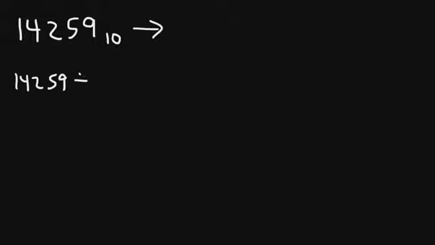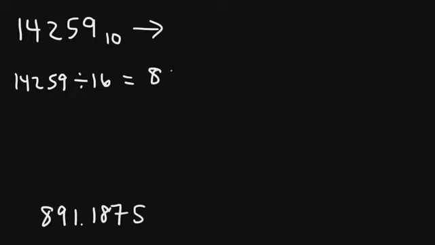14,259 divided by 16. And so that's going to be 891.1875, which I'm going to write here just to conserve space. So it's 891, remainder, and then take the decimal number multiplied by 16. So 0.1875 times 16 will give us a remainder of 3.